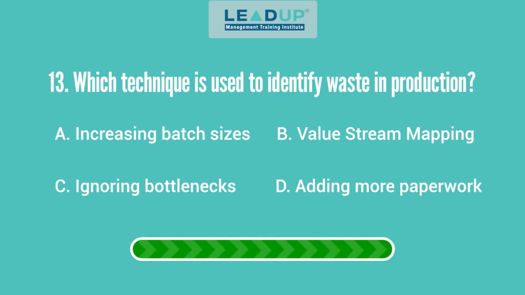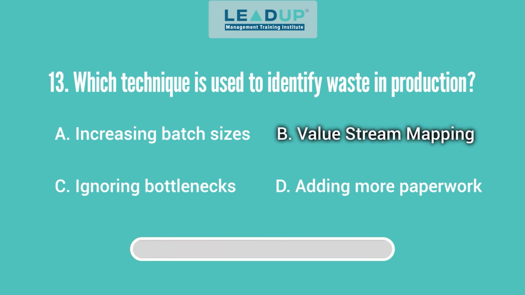Question 13. Which technique is used to identify waste in production? A. Increasing batch sizes. B. Value stream mapping. C. Ignoring bottlenecks. And D. Adding more paperwork. The answer is value stream mapping.